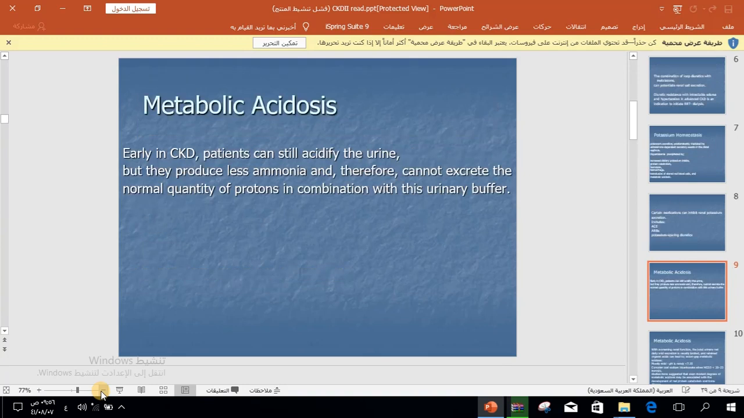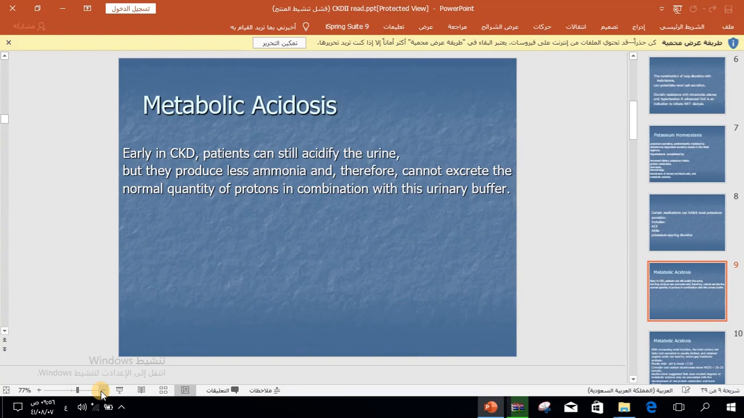Potassium-sparing diuretics are usually contraindicated. About hyperkalemia, we're going to speak about this in a separate lecture. We're going to speak about its manifestation and also about how to manage it. The next metabolic abnormality is acidosis.